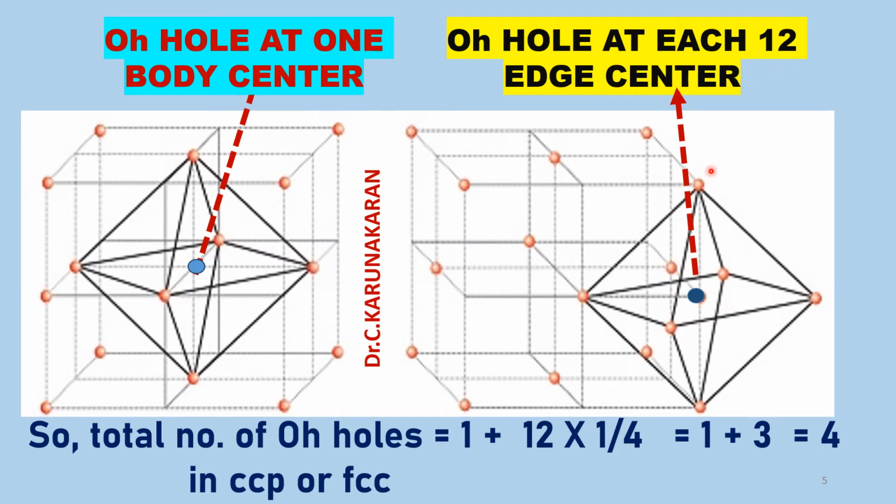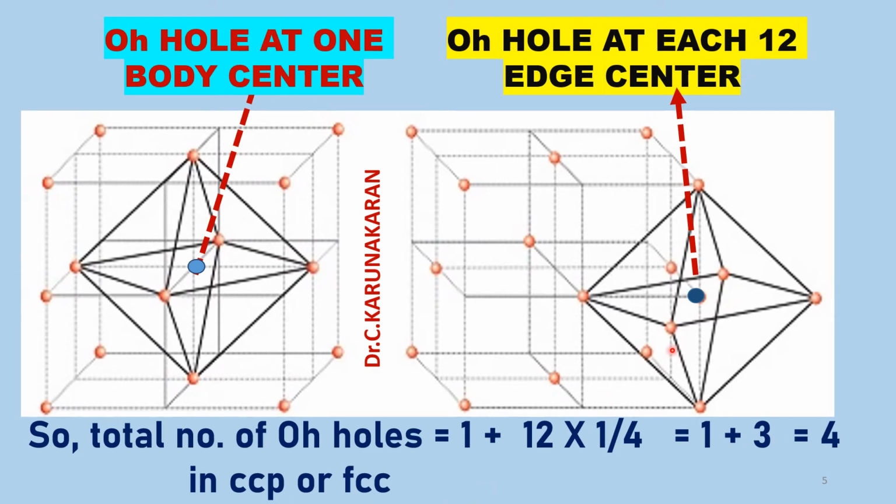is shared by 1, 2, 3, 4. Therefore each edge center contributes 12 into 1 by 4. Therefore, there are 4 octahedral holes in the FCC structure or CCP arrangement.